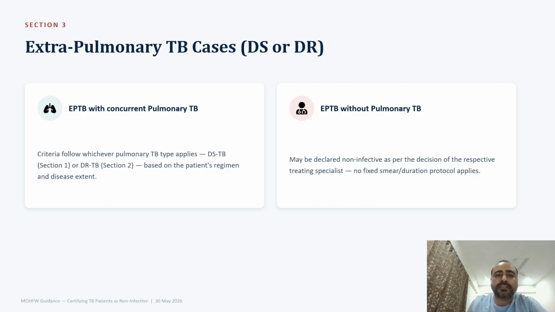Coming to extrapulmonary TB cases, whether drug sensitive or drug resistant, extrapulmonary TB with concurrent pulmonary TB would be dealt with as a case of pulmonary tuberculosis, and for extrapulmonary TB with no evidence of pulmonary tuberculosis, the decision rests with the specialist that is treating the case. For example, in case of cervical tubercular lymphadenitis, an ENT surgeon would be in a good position to declare the patient to be infective or non-infective.